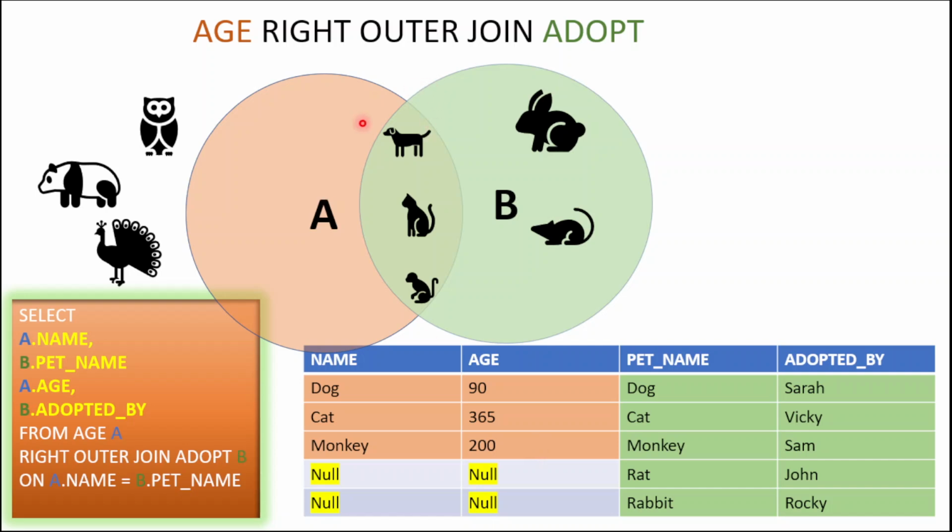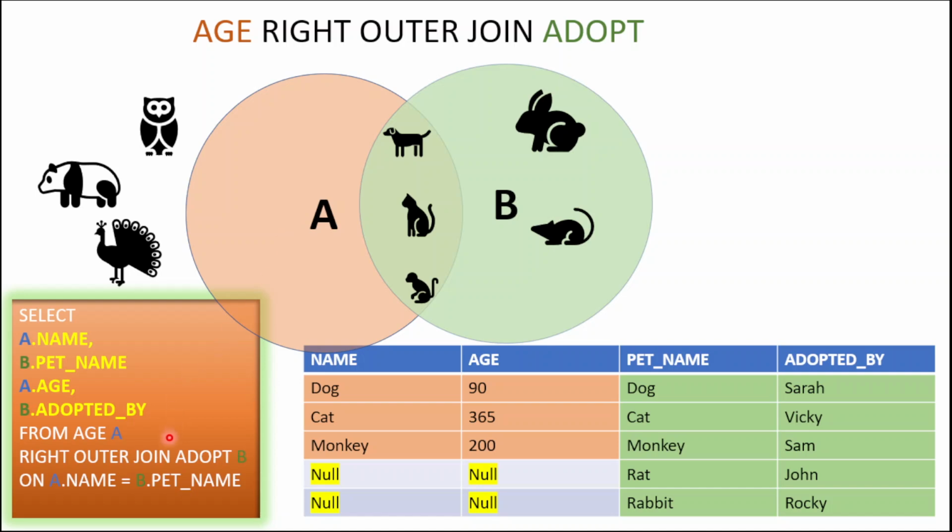And in this join, all the animals that were common in both A table and B table are included, along with all the animals that are there in the right table, and exclude all the animals that were there on the left table. And hence you see dog, cat and monkey which are common in these tables, and then you see rat and rabbit which are not common but they are present in the right table. And then you don't see any information on name and age because rabbit and rat were not present in A table. So that's our right outer join.